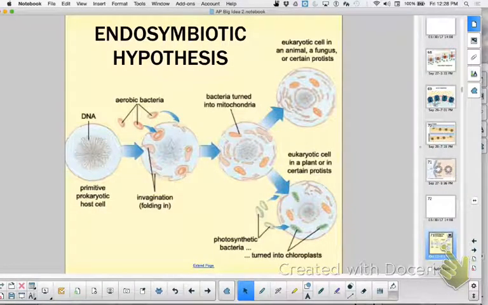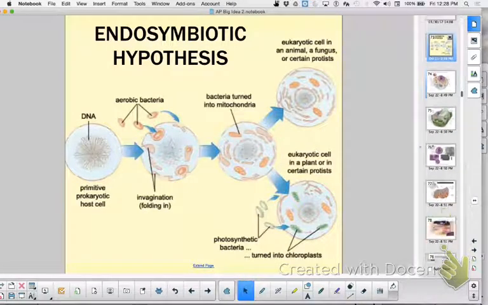Okay, this brings us to the endosymbiotic hypothesis. What comes to mind when you think, what is it? And then what evidence do you have to support it? Think about that right now. Tell it to the person next to you right now.